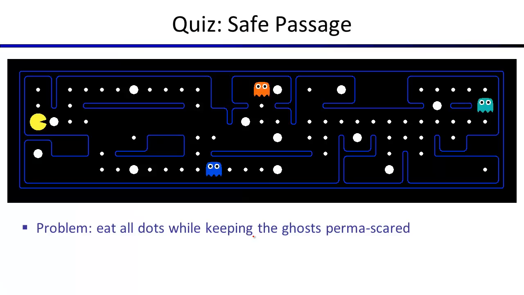Okay, let's do a little quiz here. So what's the problem setup here? The problem is to eat all the dots while keeping the ghosts perma-scared. What I mean by that is, after you eat one of those big dots, the power pellets, ghosts get scared for a certain amount of time. Let's say 10 steps. During that time, they're scared. And so the problem we want to solve here is one where, and let's assume the first move moves you onto this pellet here, so all ghosts are scared in the beginning. And then from then onwards, your task is to keep them scared at all times and eat all the dots.